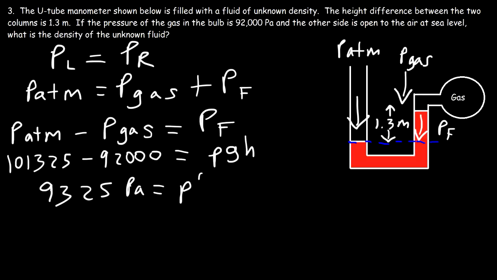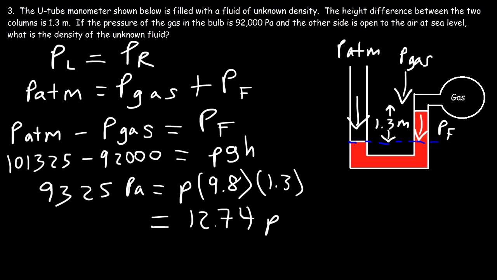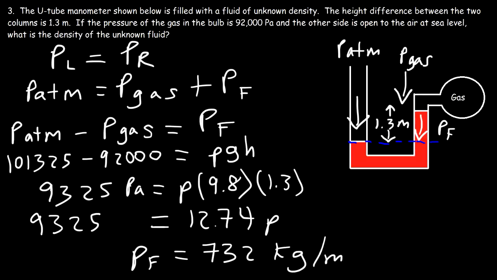And so that's going to be equal to the density times the gravitational acceleration, which is 9.8, and the height of the column, or the height difference between the two columns, is 1.3 meters. So let's multiply 9.8 times 1.3 first. So on the right side, we have 12.74 times the density, and that's equal to 9325. Now let's take 9325 and divide it by 12.74. So the density of the fluid is equal to 732 kilograms per cubic meter. And so that's the answer in this problem.